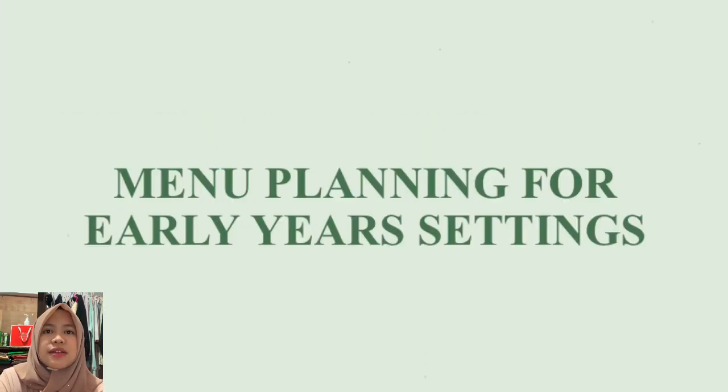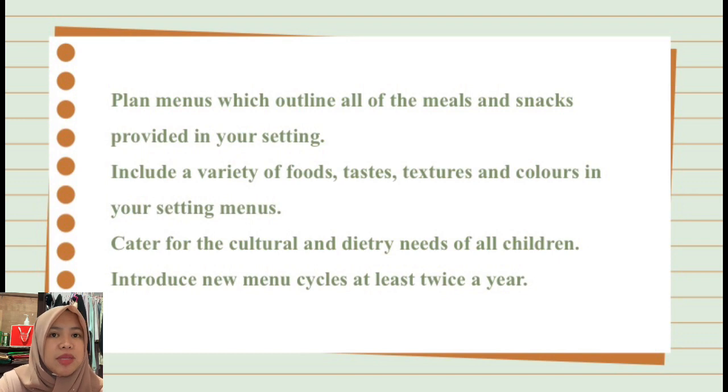And these are the things to plan a menu for early year settings. Number 1, plan menus which outline all of the meals and snacks provided in your setting. Include a variety of foods, tastes, textures, and colors in your setting menus, and cater for the cultural and dietary needs of all children. And lastly, introduce new menu cycles at least twice a year.